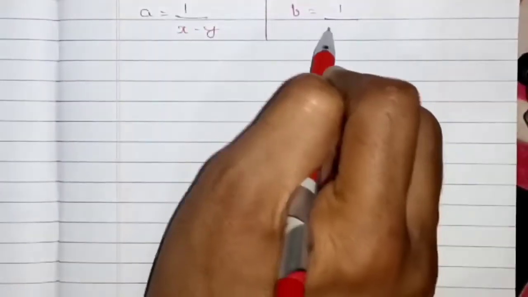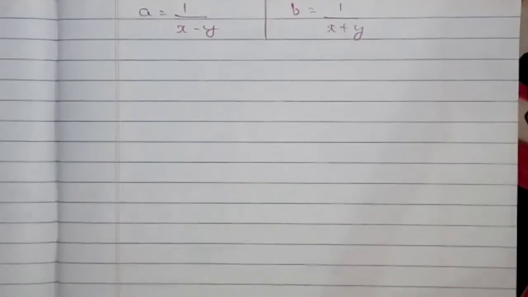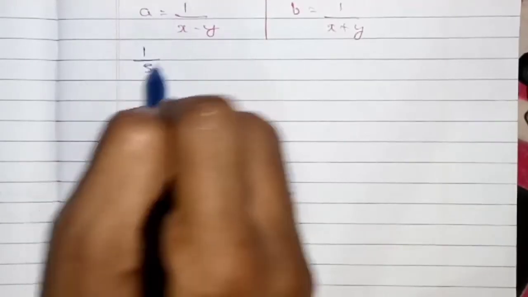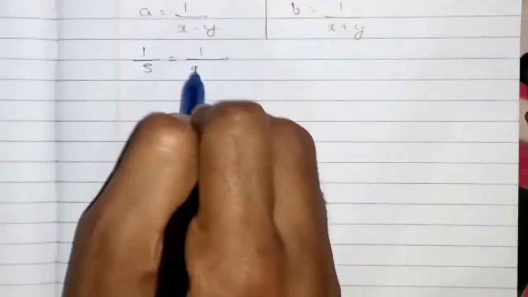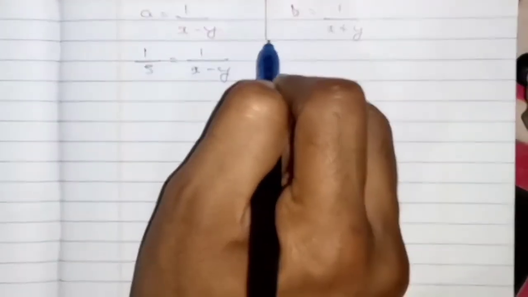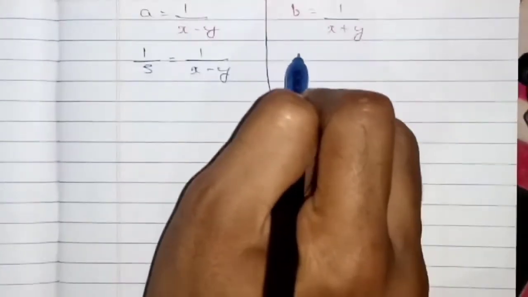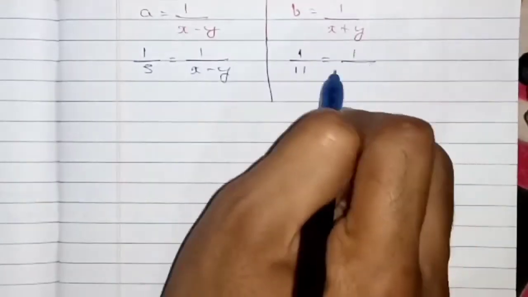So as we wrote already, a as 1 by x minus y and b as 1 by x plus y, right? Now apply the a value and b value here. Now what is the a value, children? A value is nothing but 1 by 5 is equals to 1 by x minus y. Here only I will write. Now b value is nothing but 1 by 11 is equals to 1 by x plus y.